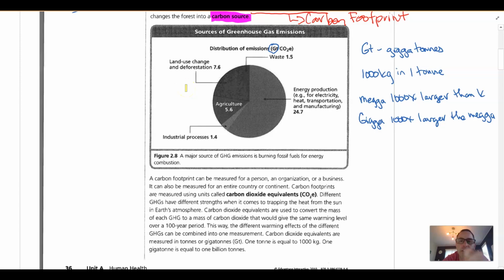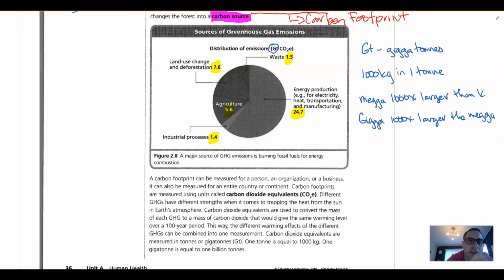cut down trees and stuff like that to build homes, that produces around the world 7.6 gigatons of carbon dioxide equivalents. We're going to learn about what that means. Industrial processes, 1.4 gigatons. Agriculture, 5.6 from turning the earth over. And energy production, holy man, 24.7 gigatons. That's the most. And so waste is 1.5.